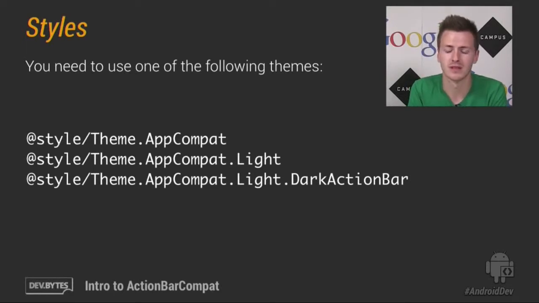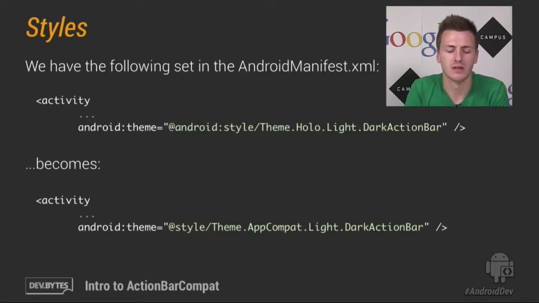Now the keen-eyed of you will see that each of these mirror a theme from Theme.Holo, and they act accordingly. So back to our scenario, in our manifest we have an activity which directly uses the Theme.Holo.Light.DarkActionBar theme. Now this comes from the Android system. Now to change this for ActionBarCompat, we need to use the theme from ActionBarCompat instead. So that would be the Theme.ActionBar.Light.DarkActionBar theme.